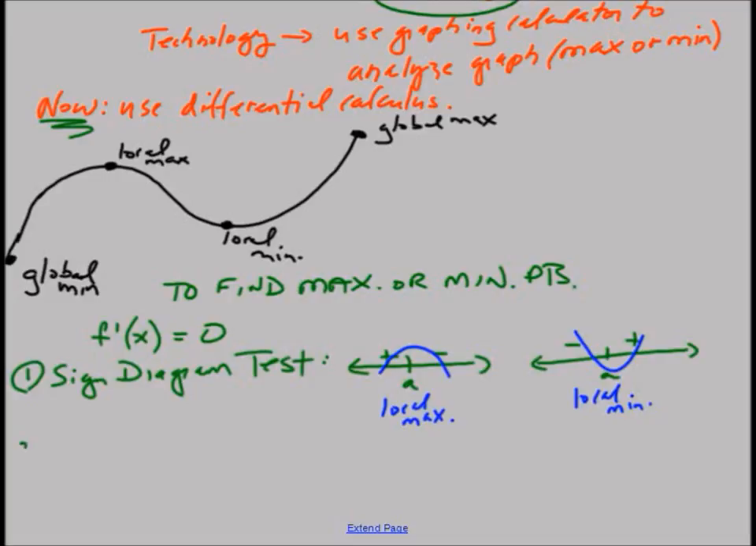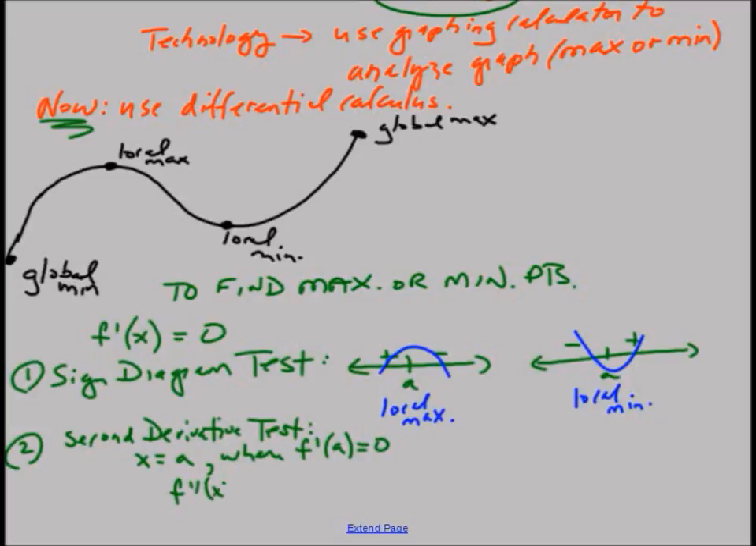Second one, second derivative test. So we're looking at our critical value of A again, where that critical value caused our first derivative to be equal to 0. If our second derivative is less than 0, so negative, it means that we are concave down, therefore a local maximum. If our second derivative is greater than 0, so positive, that means we're up, positive, up, negative, down, and we have a local minimum.